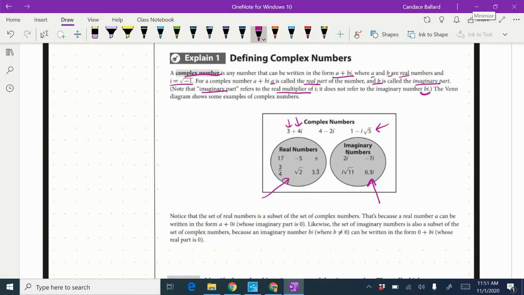That's because a real number can be written in the form a plus 0i. So what they're saying is if I took 17, I could always write it as 17 plus 0i. So I can write it to make it look like a complex number. I could take one of the imaginary numbers and write it as 0 minus 7i. So it looks like a complex number. So it's a subset. I think that's how I got all of that.